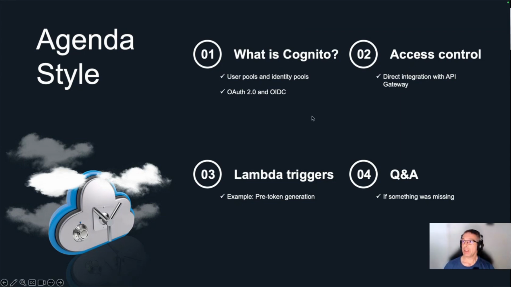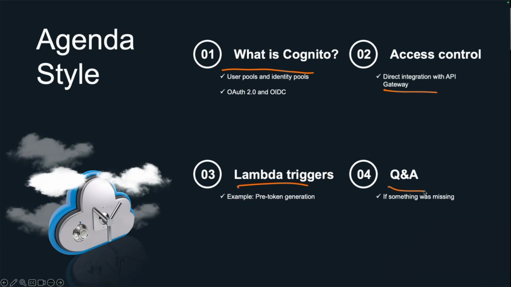So I will start with a general introduction to Cognito, what Cognito is, and I will mention the two components of Cognito. And then I will talk about how Cognito integrates with the API gateway. There is a direct integration between Cognito and the API gateway to control access to an endpoint. Then I will mention some challenges and how we can address those challenges using Lambda triggers. And finally, at the end, we will have the questions and answers session.